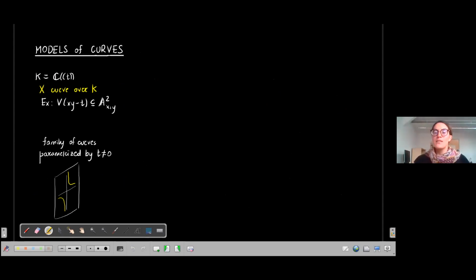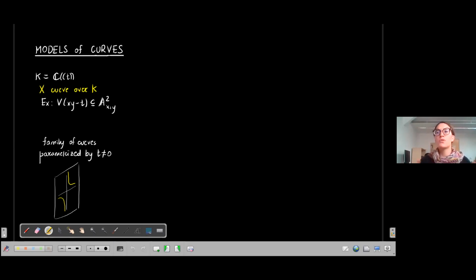For simplicity, let's fix K to be C double bracket T, and we fix a curve over K. If you want to keep an example in mind, you can just pick the vanishing of the polynomial xy minus t in A2 over K. If you want to think more geometrically, think of this as a family of curves parameterized by t. And t is different from 0, because we're working in C double bracket t, and in this field t is invertible, so it's different from 0.